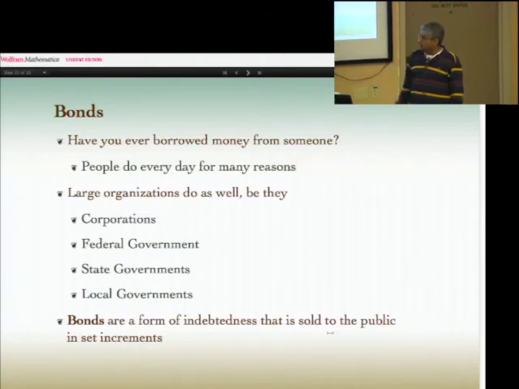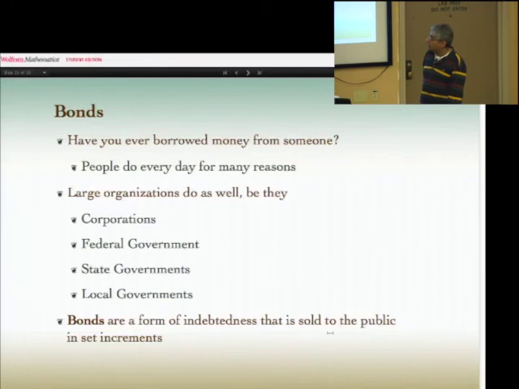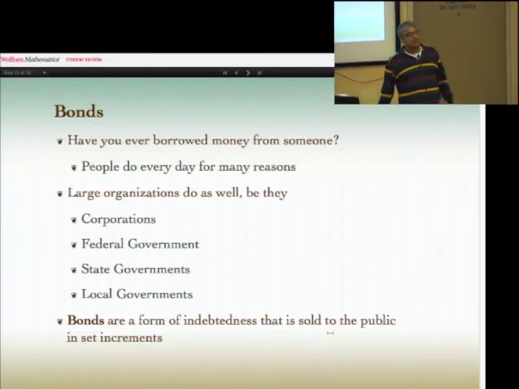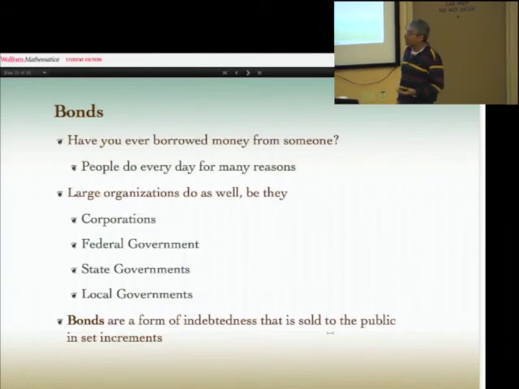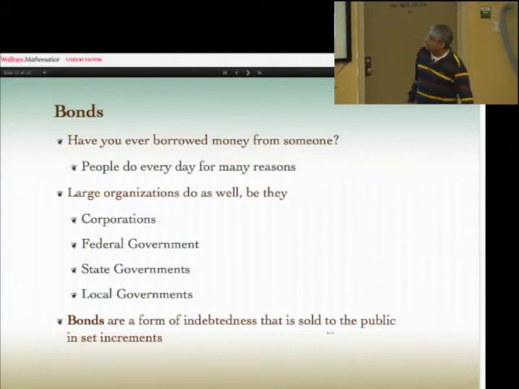So it turns out that everybody sells bonds and raises money. The corporations do, the federal government does, the state governments do, municipal governments do, local governments do. So it's a very popular way of raising money, right? And bonds are, unlike stocks, and most of you know this, so this is hardly a surprise.